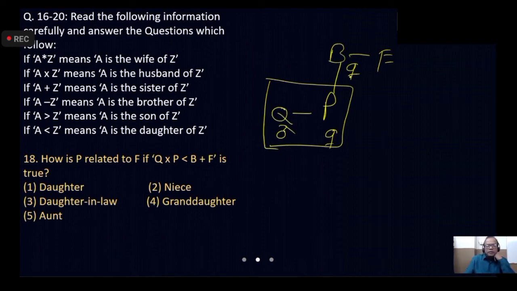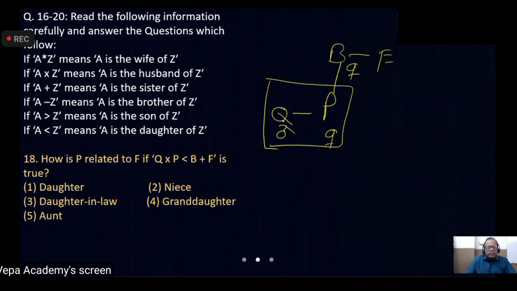Come on, tell me. Come on, I want an answer. Daughter to F? P is daughter to F. Once again, you cross-check it, okay? If you're not getting it, always repeat from the beginning. Don't repeat in the middle. Once you repeat from the beginning, again you will have the clarity, right?